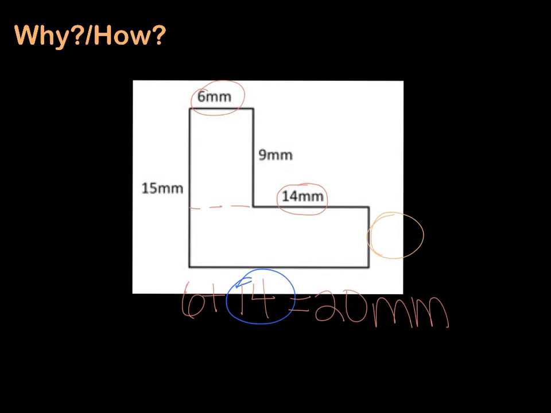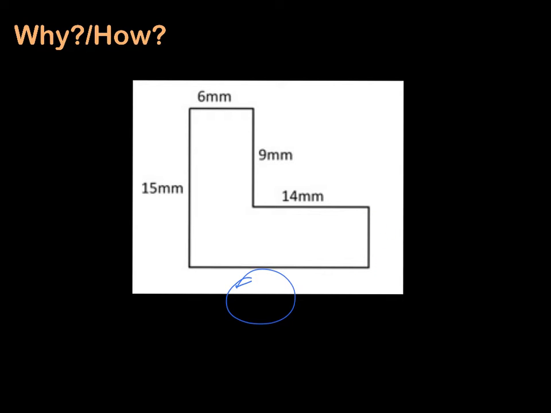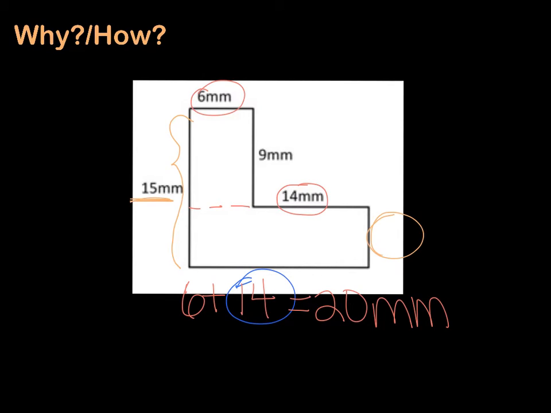Well, that involves taking a look at the other numbers that I have. So I know this entire section here is 15 millimeters. But I need just this tiny section right here of that. Look at this number, 9 millimeters. That's going to help me figure out what's missing right here. I'm going to take my 15 minus my 9, and that's going to give me that missing number. So 15 minus 9 is going to give me 6 millimeters.